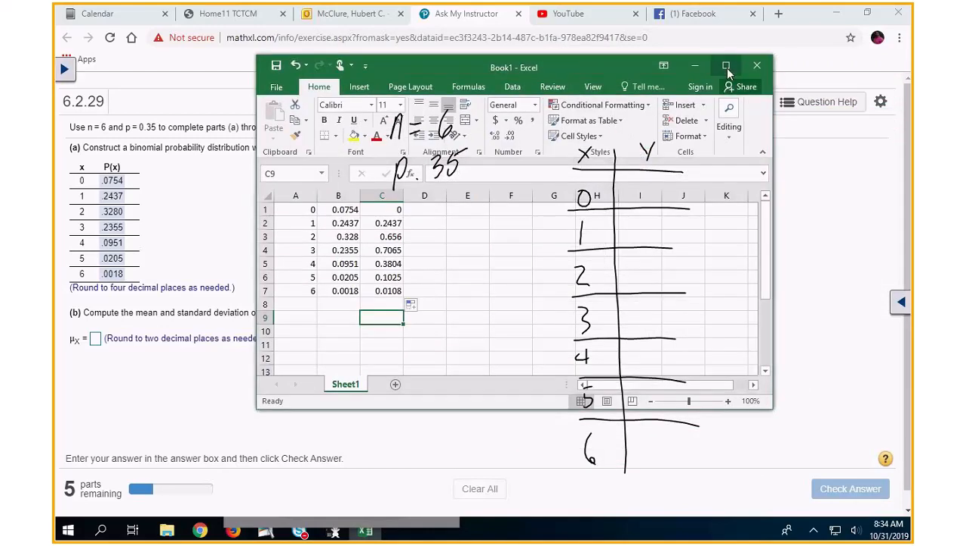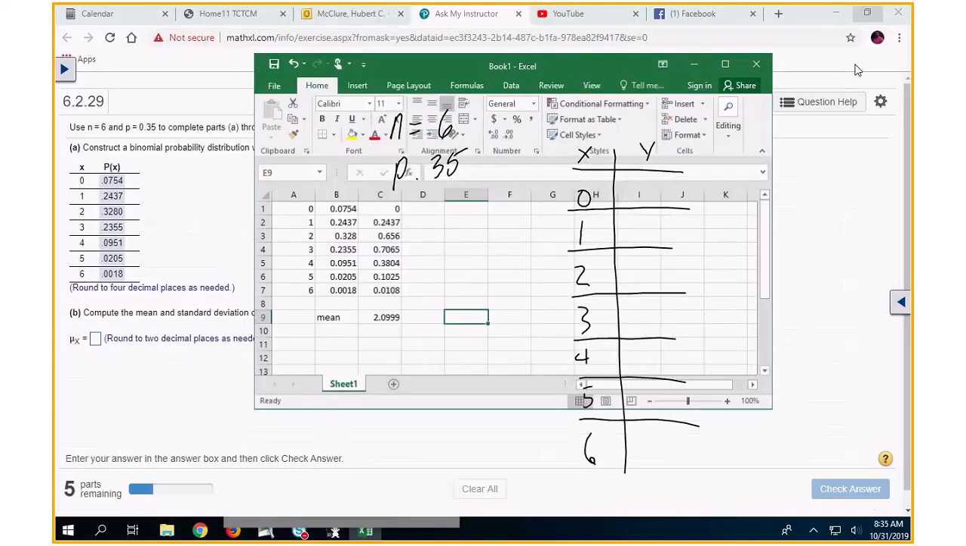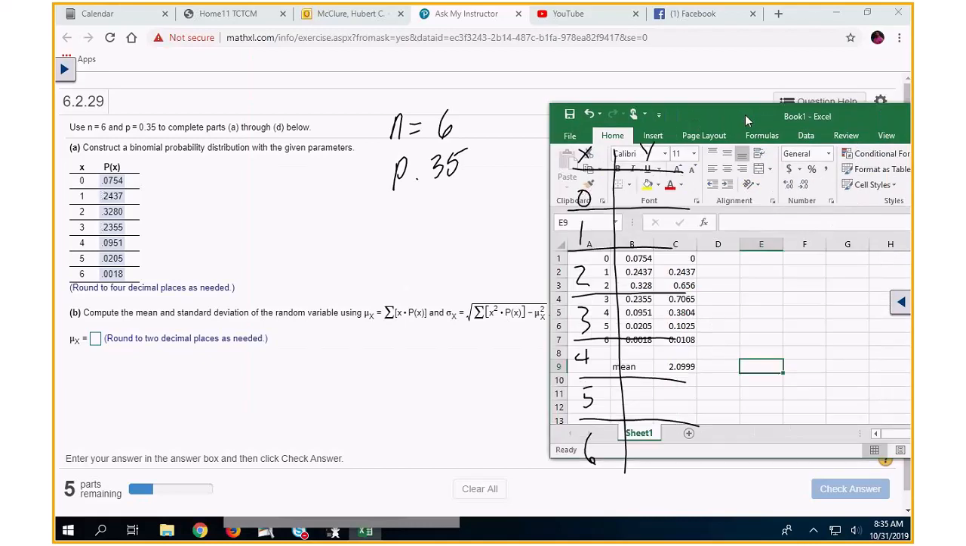I'm trying to do this. Let me just do it this way. There we go. There is your what? Mean. Now what do we need to do? Well, you need to read your formula. Let's read the formula. What does the formula say? What do we need?